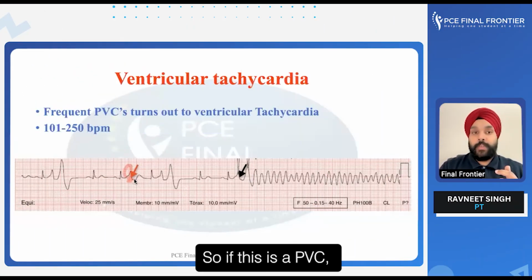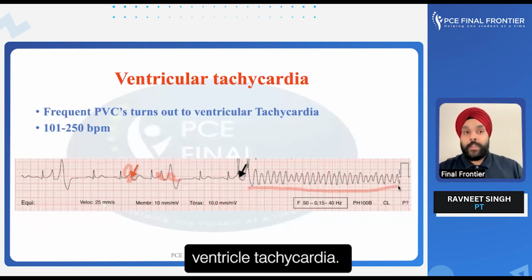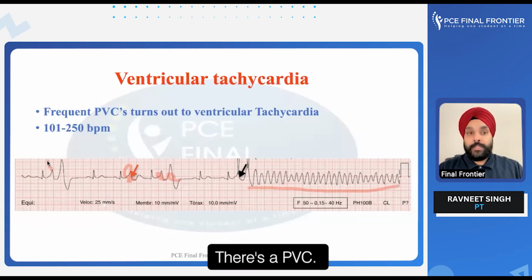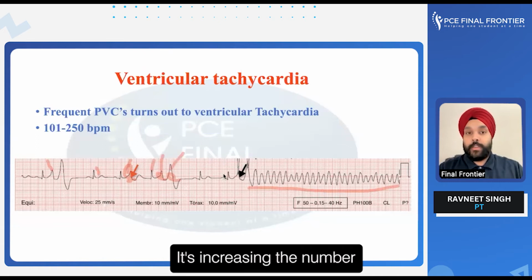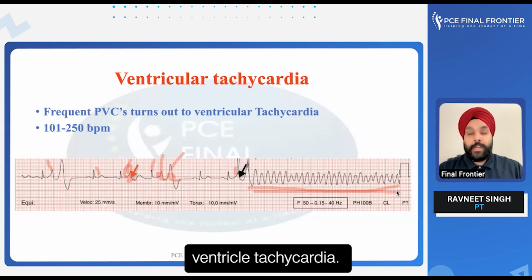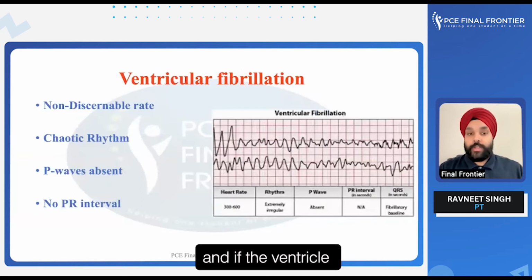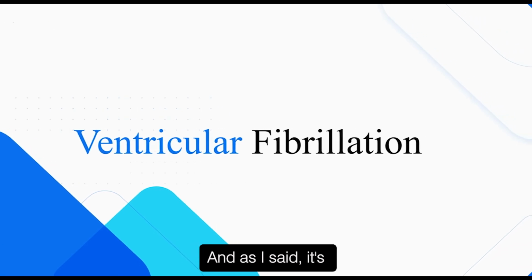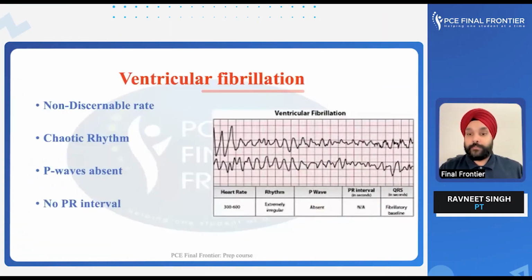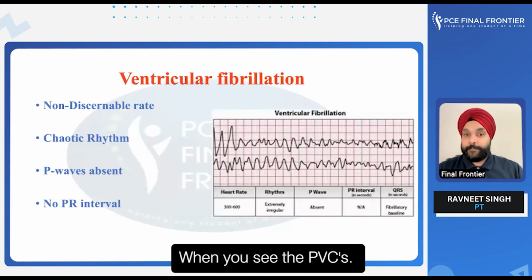So if this is a PVC, if the PVCs are increasing, it's becoming ventricular tachycardia. There's a PVC, there's a PVC, there's a PVC, PVC, PVC. It's increasing in number and it becomes ventricular tachycardia. That's all you need to know about what happens when the PVC comes. And if the ventricular tachycardia is not controlled, it becomes ventricular fibrillation. And as I said, it's an emergency situation. All right. So that was about when to stop the exercises when you see the PVCs.